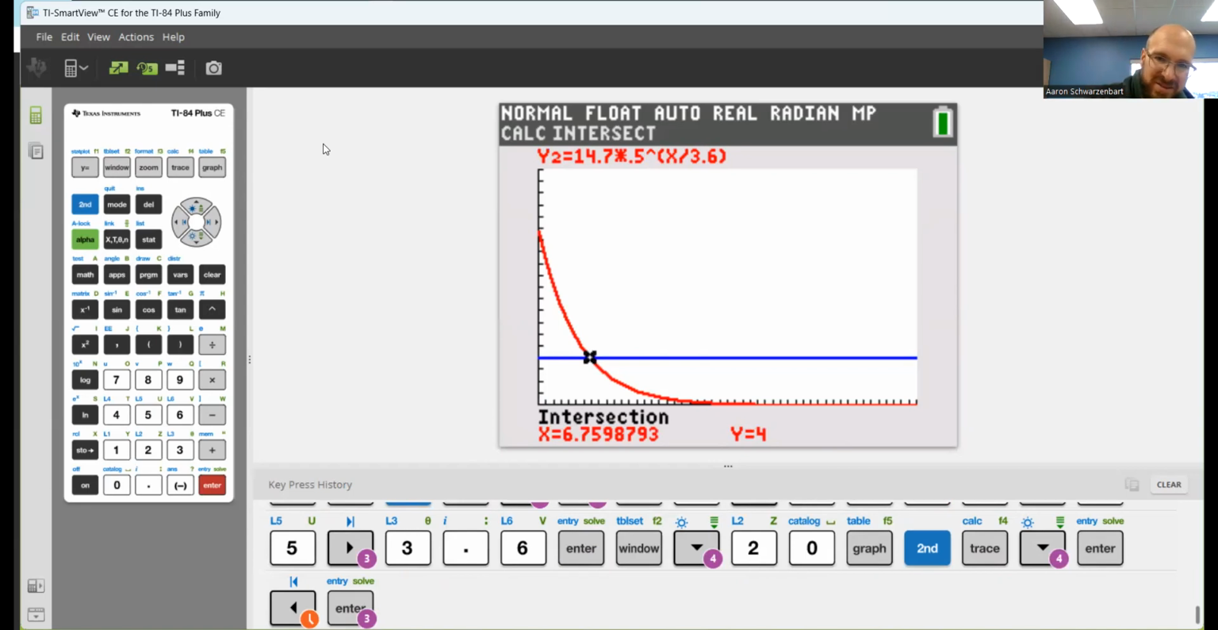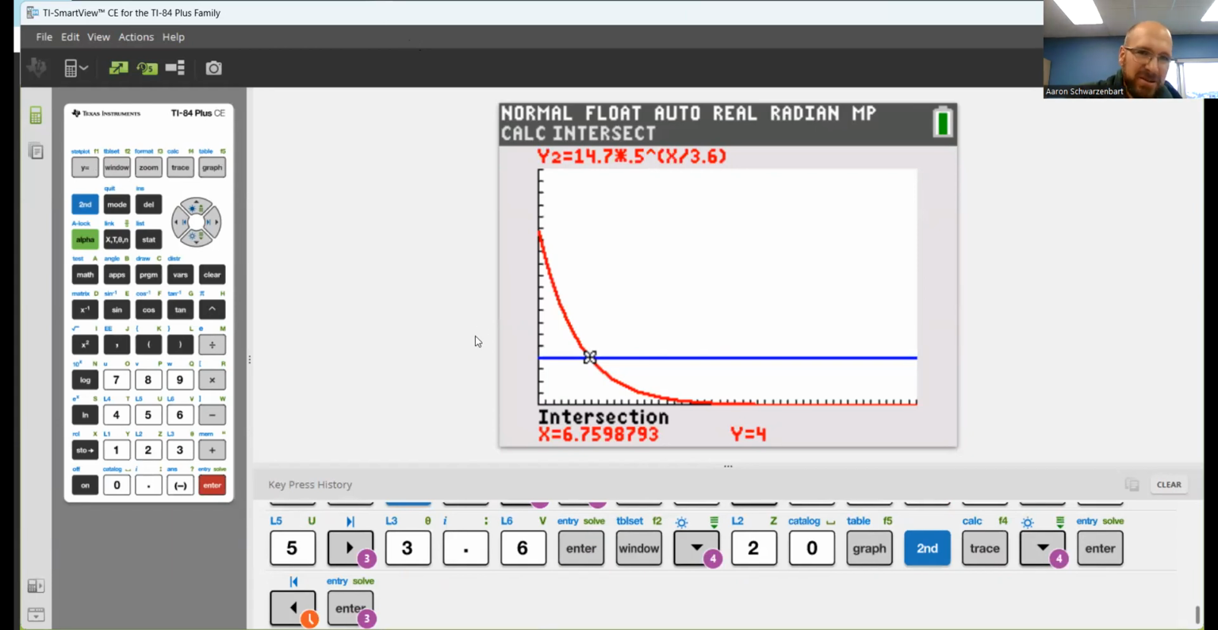So, 6.759, 6.76 miles high is when the atmosphere falls below 4 pounds per square inch. That's pretty darn high. That's taller than Mount Everest. Yeah, that's taller than Mount Everest. Had to think about that for a second. But that's really low oxygen levels.